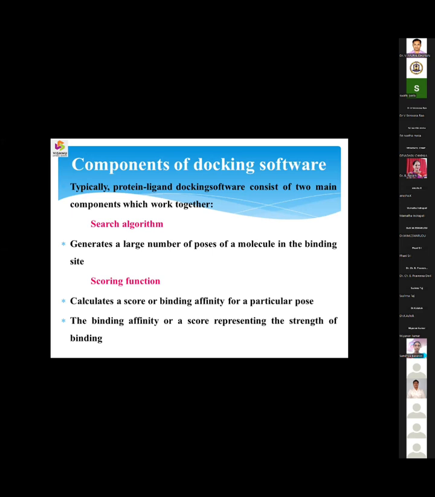The second component is the scoring function. From the binding site, when the ligand is posed and bound, we get the scoring functions, which calculate the score or binding affinity for a particular pose. So for every pose the scoring function is calculated. The pose at which the docking score is lowest is the best pose for docking. The binding affinity score represents the strength of the binding.